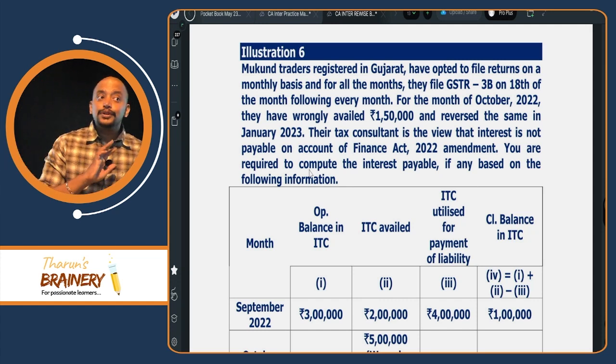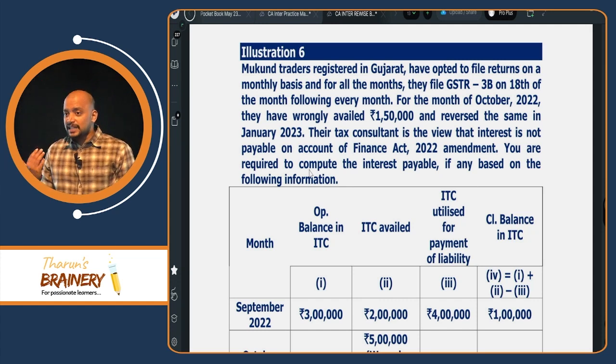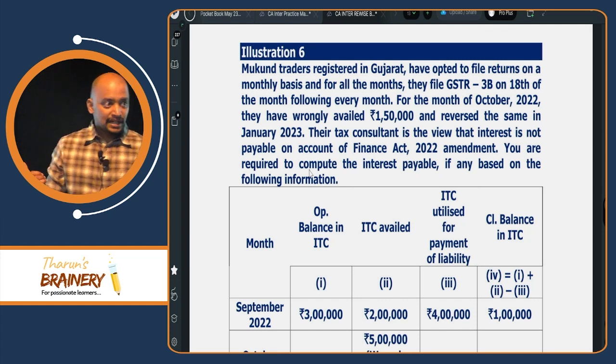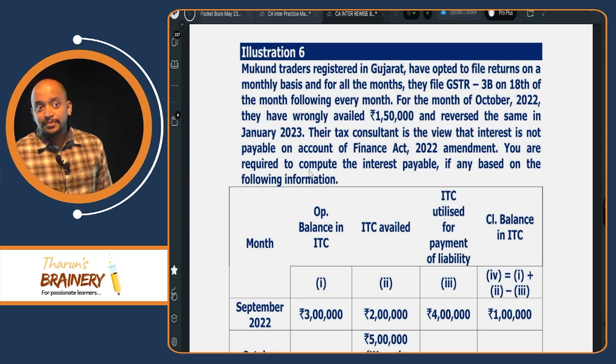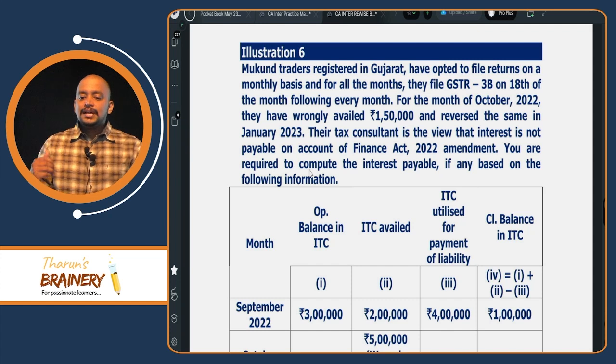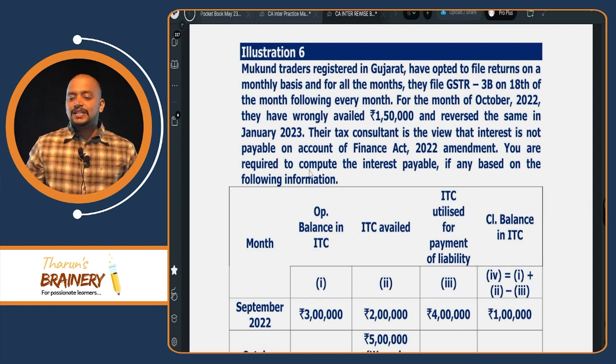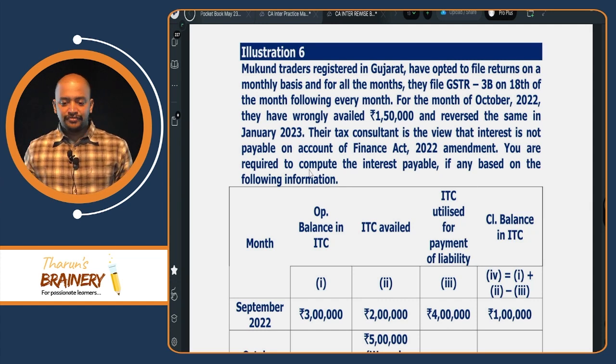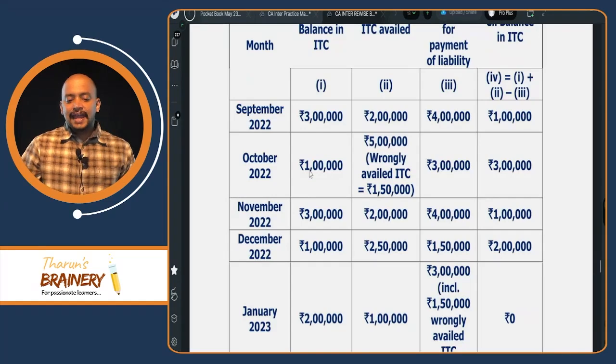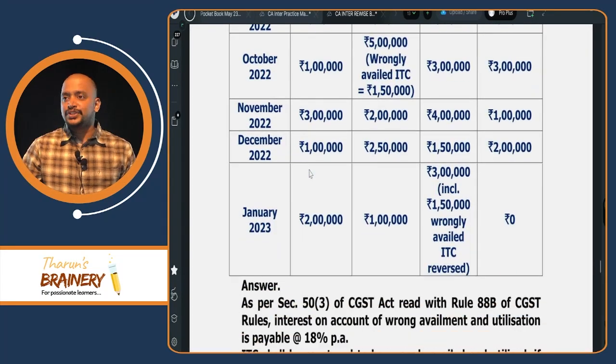But we don't have to compute interest from the date of availment till the date of reversal, but we need to compute interest from the date of utilization. Their tax consultant is of the view that interest is not payable on account of the Finance Act 2022 amendment. You are required to compute the interest payable, if any, based on the following information. So here they gave the data from September to January.